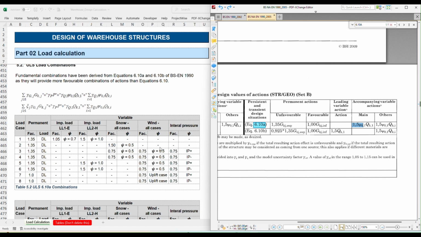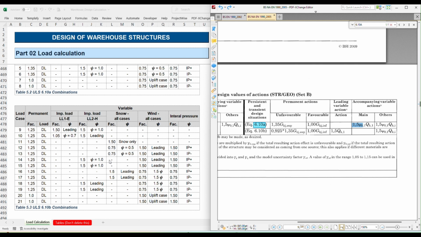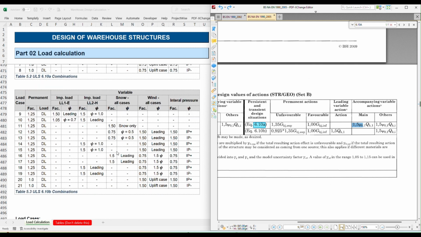So like that all these wind load combinations are arrived, and here the imposed load we are considering as 1.5 as per this case. And next coming to the load combinations as per 6.10b. So these are the load combinations. On the right hand side you can see that for the equation we need to multiply 0.925 with 1.35. So we are getting 1.25 load. So for the dead load we are considering 1.25, followed by the variable load we are considering 1.5. Here the reduction factor we have applied, so 1.5 into 0.7 we are getting 1.05.